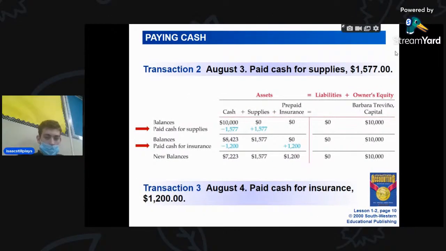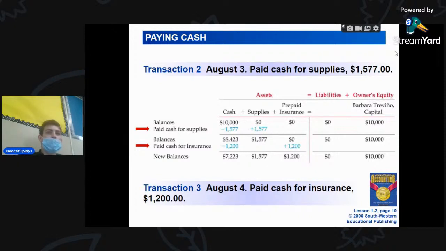So if I paid $1,200 for insurance, what two accounts did I just affect? The Cash and the insurance. What happens to cash? Goes down. So I'm going to come over here and I'm going to do $1,200 subtract. It gets me 72.23.